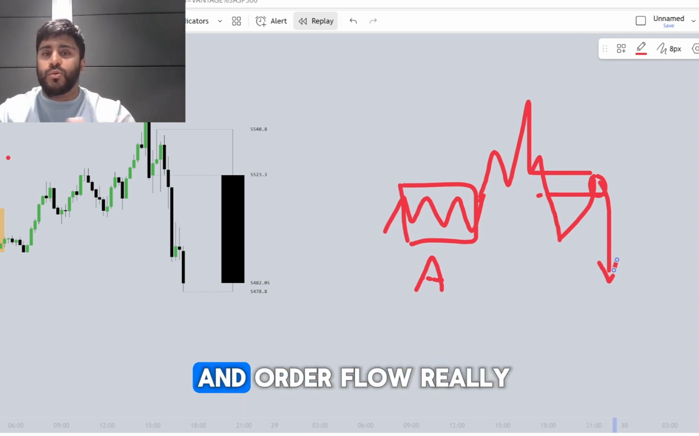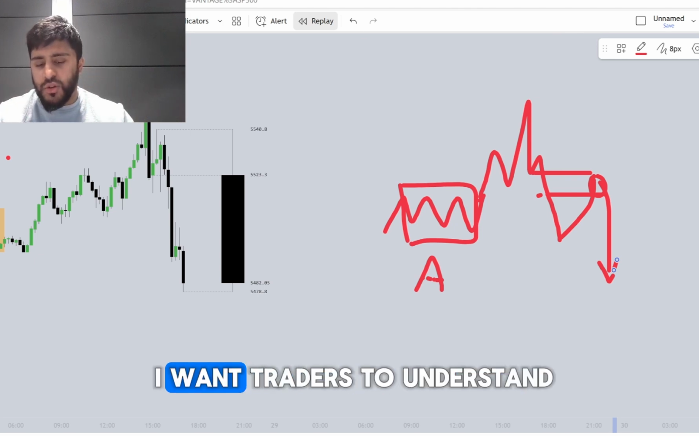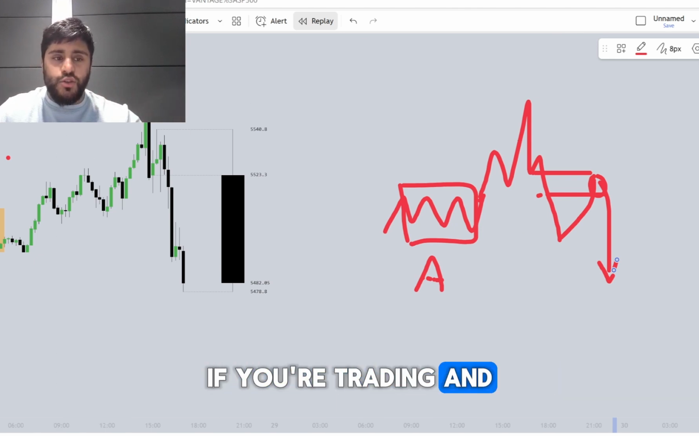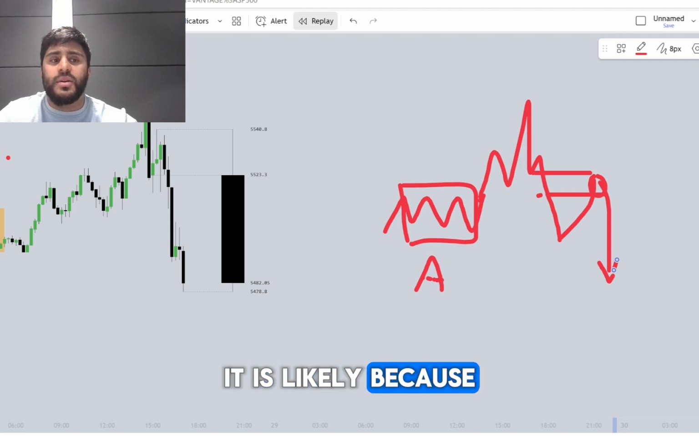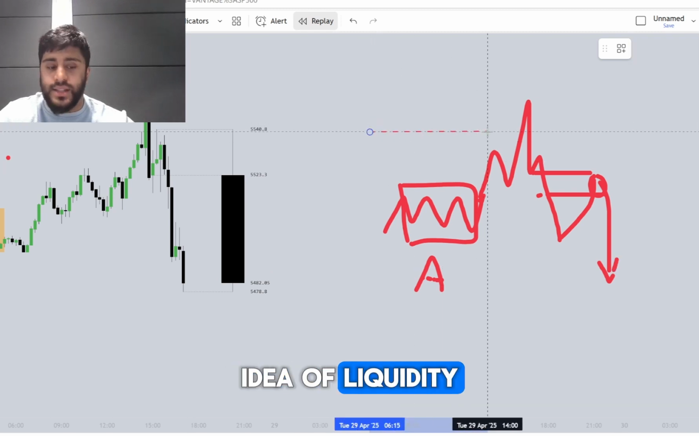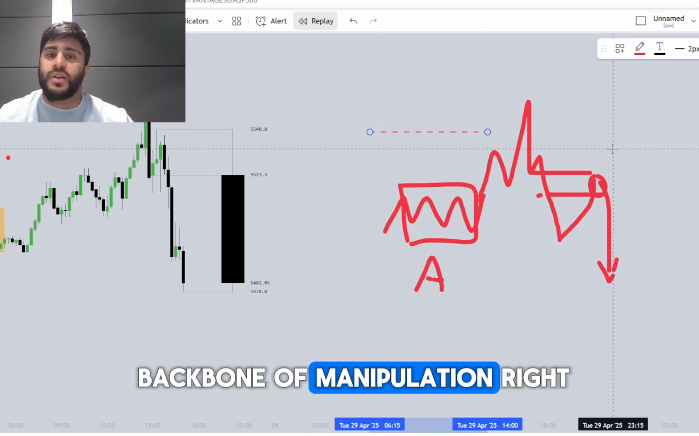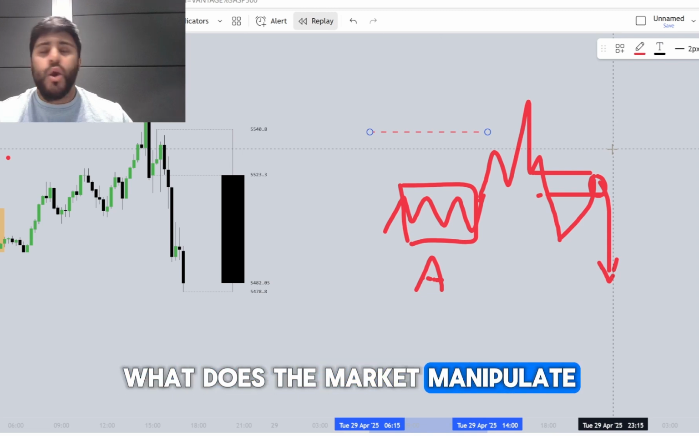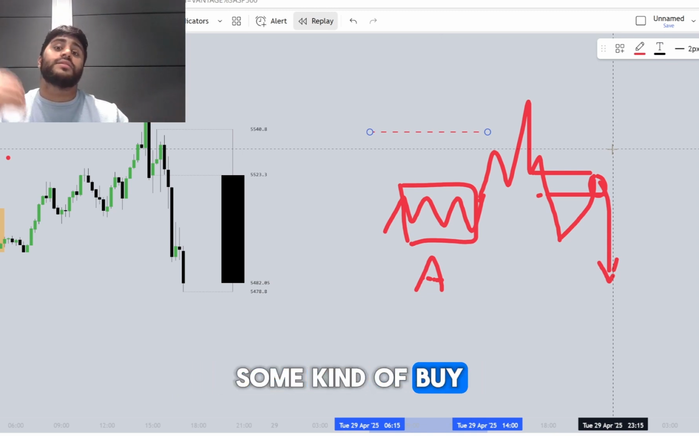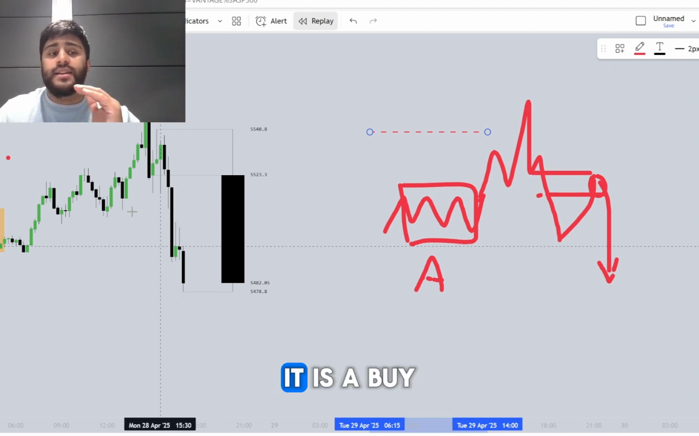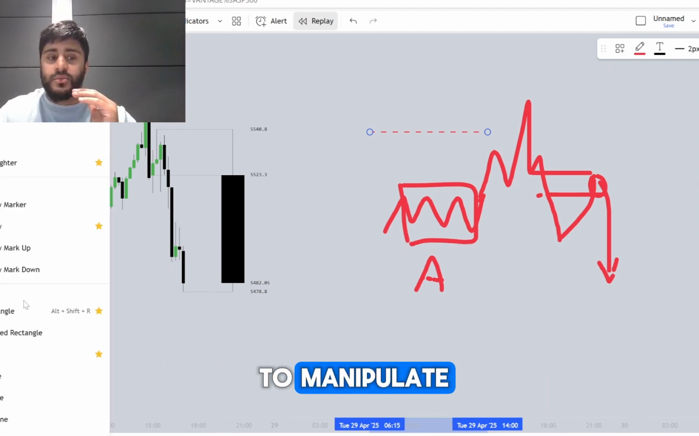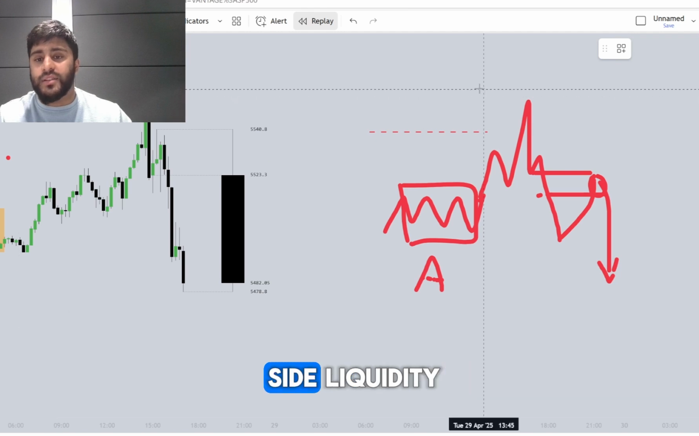This is where ICT and order flow really come together, and this is what I want traders to understand. If you're trading and you're FOMOing into positions, it is likely because you don't have an idea of liquidity. And liquidity is the backbone of manipulation. What does the market manipulate? Well, it manipulates some kind of buy side or sell side liquidity. In this case, it is a buy side liquidity we're looking to manipulate. Price is taking out some kind of buy side liquidity.